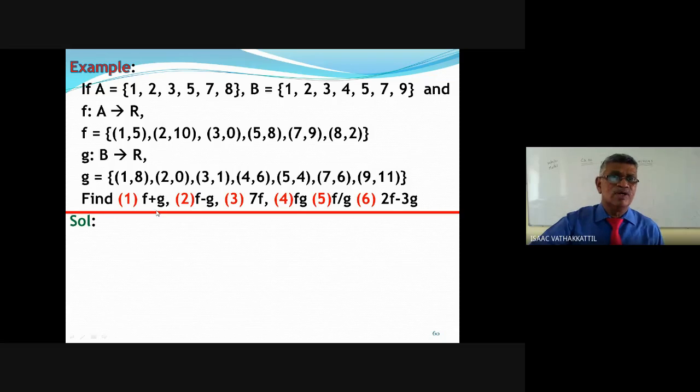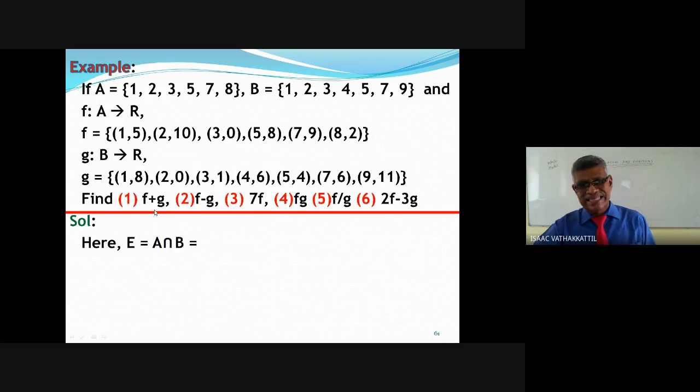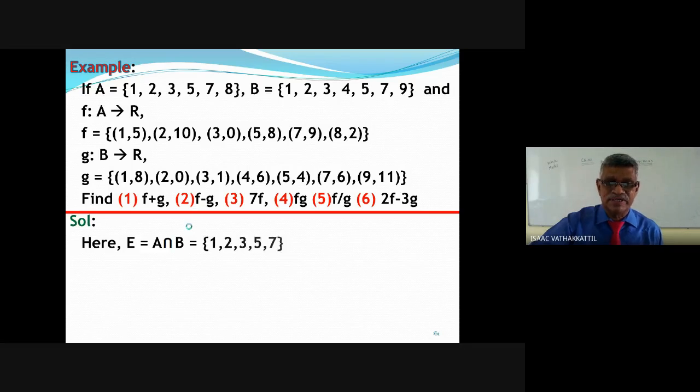We will see what is the domain of f. That is A. Domain of g, that's B. So what is A intersection B? 1, 2, 3, 5, 7 is A intersection B. So f plus g is a function from E to R. How is it defined? F plus g of x equals fx plus gx for all x in E.